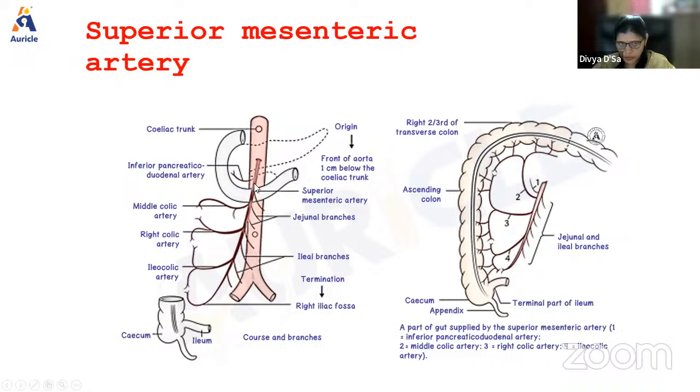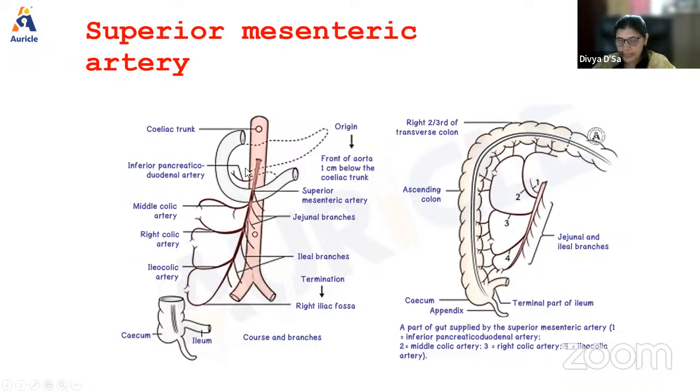Here it goes to the right in front of the uncinate process of the pancreas. Then it crosses the third part of the duodenum. Along its course, it will cross the inferior vena cava, the right psoas major, the right ureter, and runs along the root of mesentery towards the right iliac fossa. Here it will anastomose with the ileocolic branch, its own branch, which will end up with the anastomosis with the inferior branch of the ileocolic artery. Okay, so that is its course.